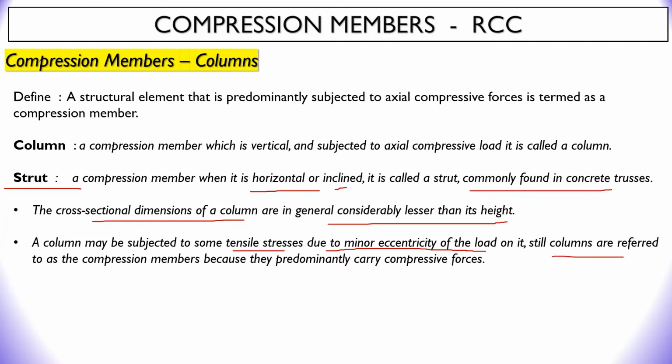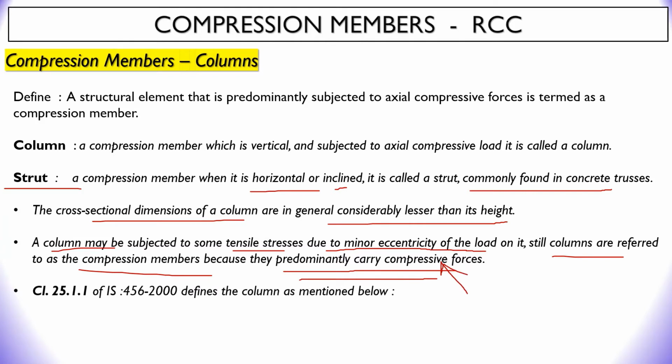But these columns are called compression members because the compressive stresses are comparatively higher as compared to tensile stresses, so we can say the compressive stresses will be more predominant. If we find that type of condition in practice, then we will call the column a compression type of member. So that means the column has to carry compressive stresses and forces, and the design as well as analysis of the column will be taken care of as a compression member.